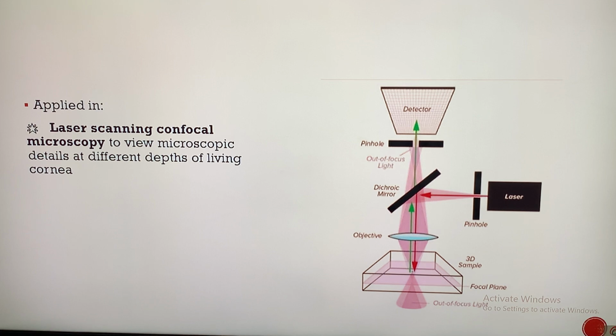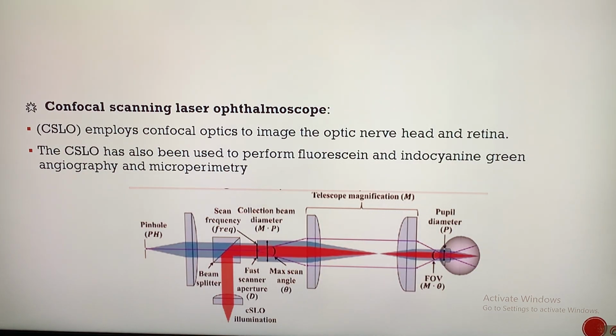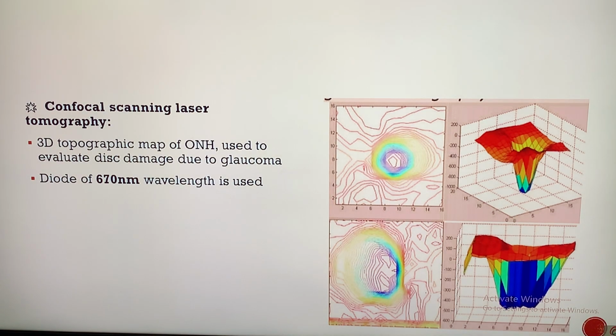This is applied in scanning laser confocal microscopy to view different depths of the living cornea before keratoplasty. Also employed in confocal scanning laser ophthalmoscope when we have to perform FFA and ICGA. Confocal scanning laser tomography is used for creating a topographic map of the optic nerve head to evaluate disc damage due to glaucoma.